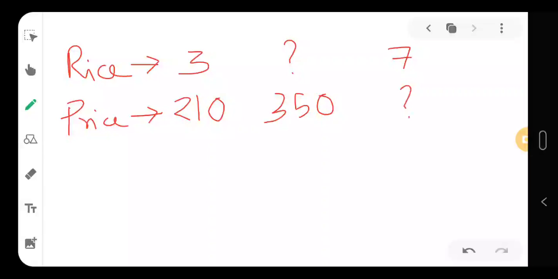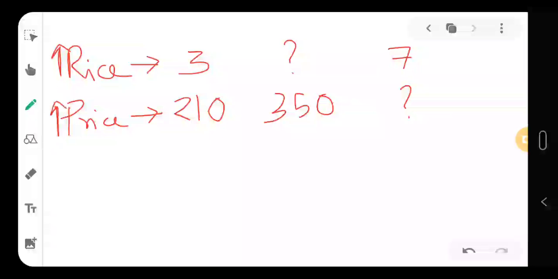So what you have to do is see in which kind of relationship these two quantities are. You can use your common sense: if I need more rice, I need more money, right? So the relationship between the amount of rice and the price is always direct. If the amount of rice is increasing, it is very obvious that the price will increase as well.